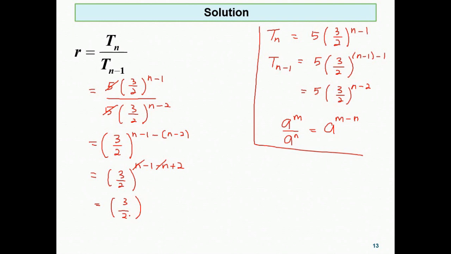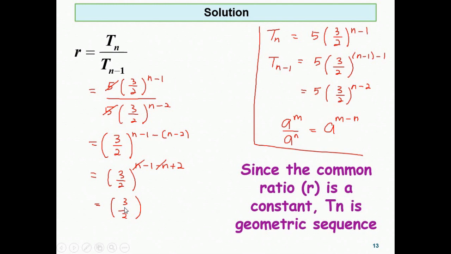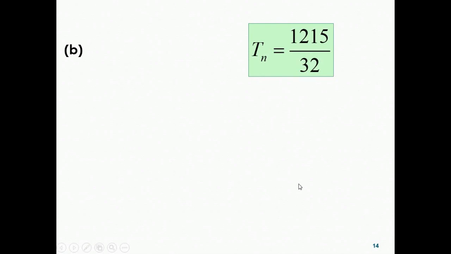So noted here, our r is a constant. So we can conclude that since the common ratio r is a constant, then Tn is a geometric sequence. Now proceed to question B. Question B: given Tn is equal to 1215 over 32, we want to find the value of n.